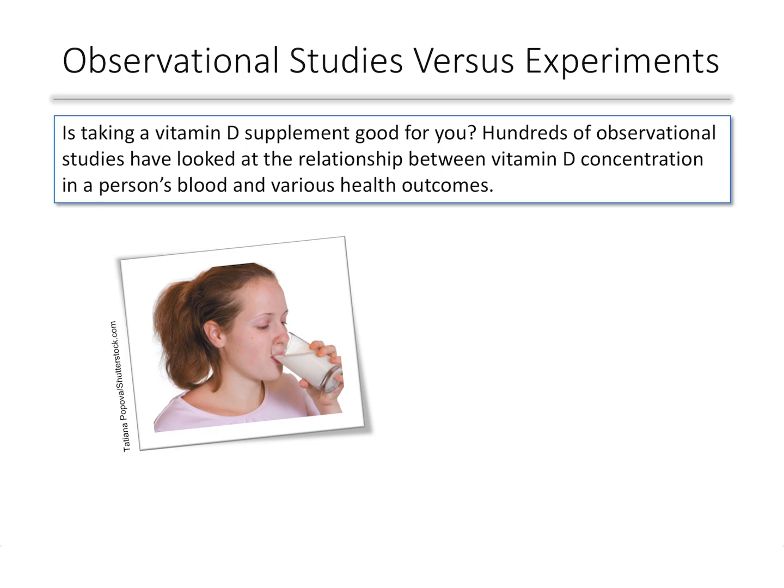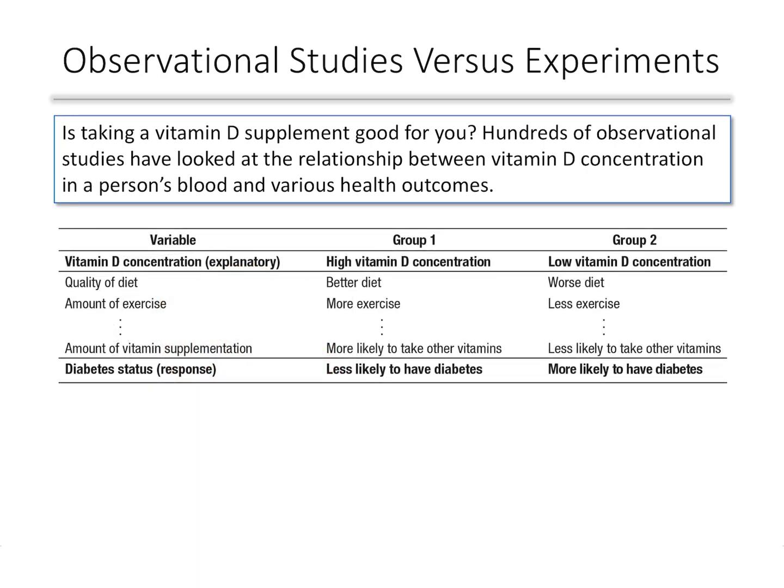Okay, so again, the example that we've been looking at is, is a vitamin D supplement good for you? So when we do this, they did an observational study, and they looked at vitamin D concentration as our explanatory variable. That's what's happening, and they looked at the quality of diet, the amount of exercise, all sorts of different variables along with it. They had two different groups, a good diet, a better diet, more exercise, less exercise. They tried to compare things and see who was less likely or more likely to have diabetes. But unfortunately, when we go through here, we had a lot of variables.